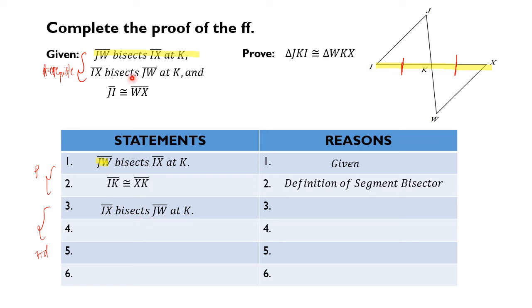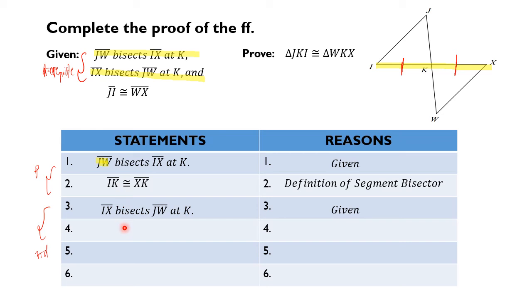Okay, so since we're done using the first given, nakita na natin yung congruent statement. Let's go to the second given. Let's mark the second given para ma-follow natin. Let's occupy the third column, kasi nauna na kanina. Side IX bisects side JW at K. What's your reason? Given.